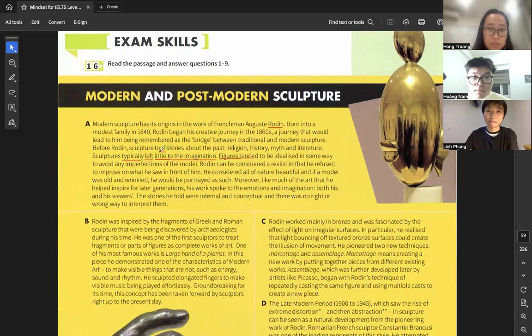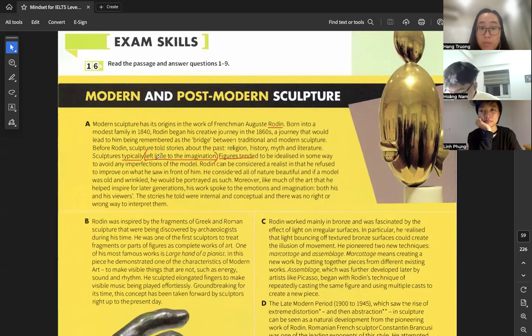Okay. I can understand how it can be tricky, but that's why we need to pay attention when we identify the answers to this, right? Left little to the imagination. This means that the artist doesn't have to imagine things too much.